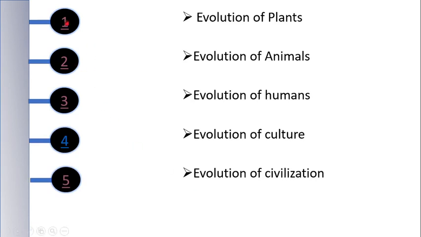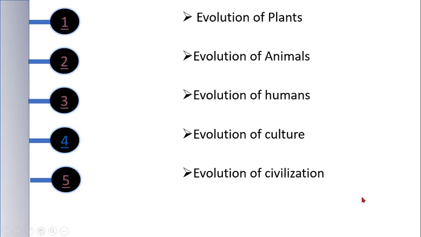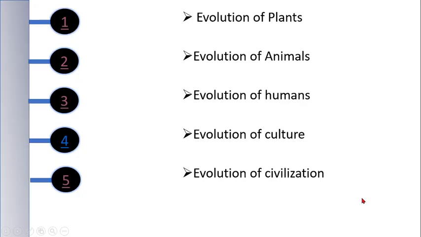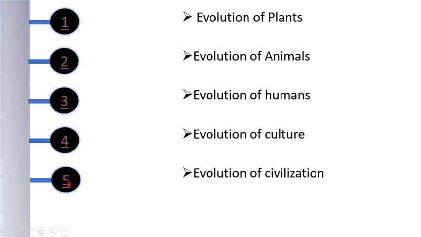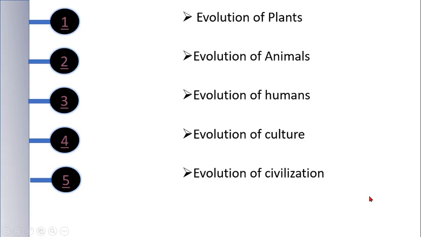Now, somebody will say, okay, I want to talk about point one. So I click it, and it takes me to evolution of plants. After I'm done talking about point one, I can just click it again. Then I go to the next point, evolution of animals. I click it. I talk about evolution of animals. Then I can go back home. Then I go to evolution of culture. I click it, and then I talk about evolution of culture. Then I go back home. Then I go to civilization because I click it. And then from this, I can go back home. Maybe after talking, then this will be my home.